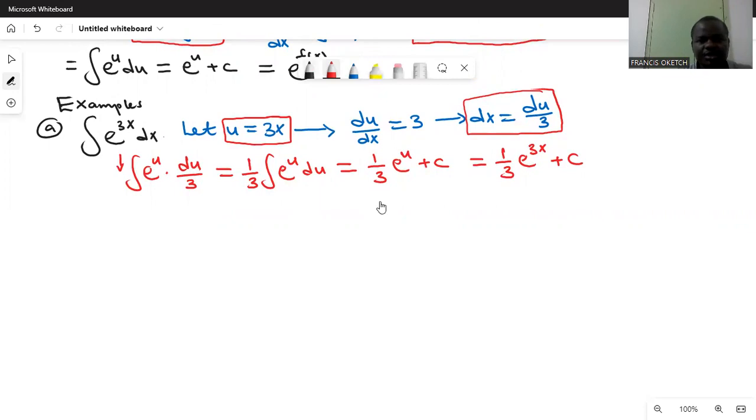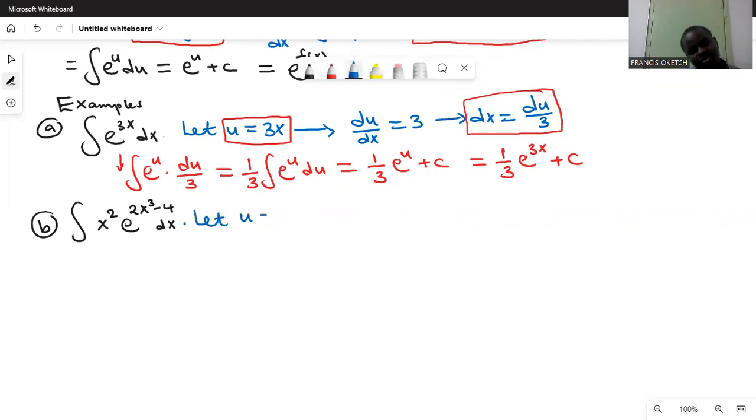And in part B, you are asked to evaluate the integral of x squared times exponential 2x cubed minus 4. Integrate this with respect to x. As usual, let the power of e be the u. So let u be equal to 2x cubed minus 4.